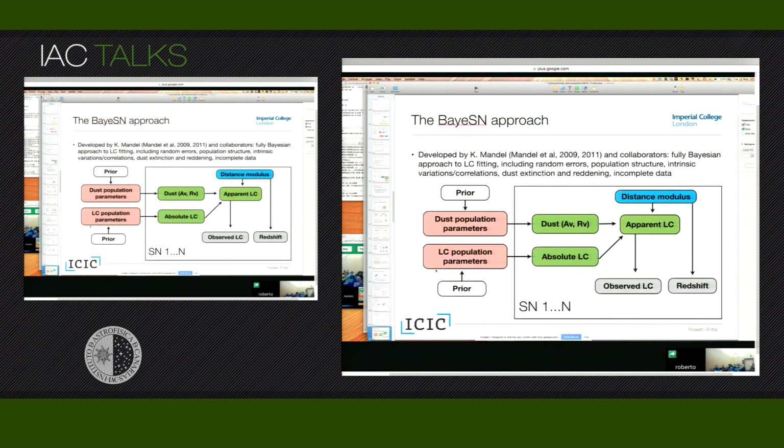And finally, I also want to conclude this part by giving a little bit more detail about the Mandel approach, which I think Tom already mentioned. This is a much more sophisticated hierarchical model where you have a population level distribution for dust parameters and light curve parameters with appropriate priors, and realizations of each of them for each one of the supernovae. This gets converted into the apparent light curve, and this into the observed light curve, and all of that gets fit in the context of a highly sophisticated hierarchical model.